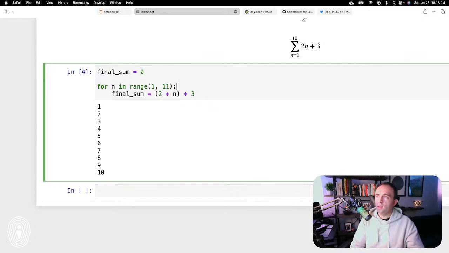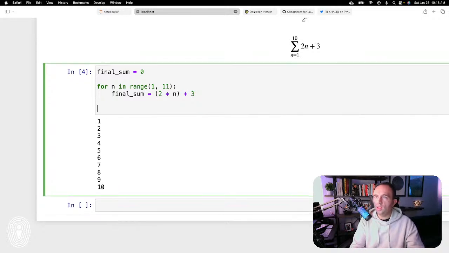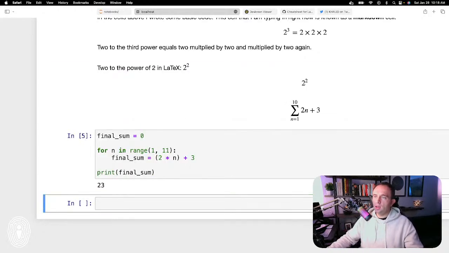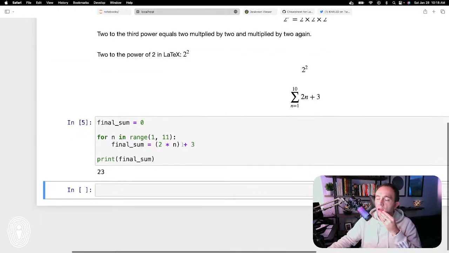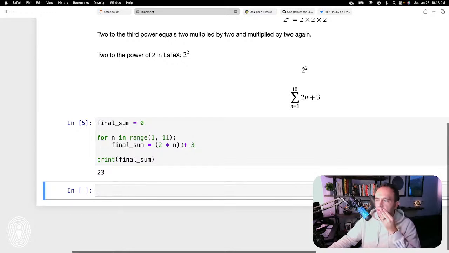Okay, so that's what this whole thing is going to do. And after we finish this whole thing, we can print it out. So print final sum. Is that correct? I don't know if that's correct. That doesn't seem right. I probably did something wrong.